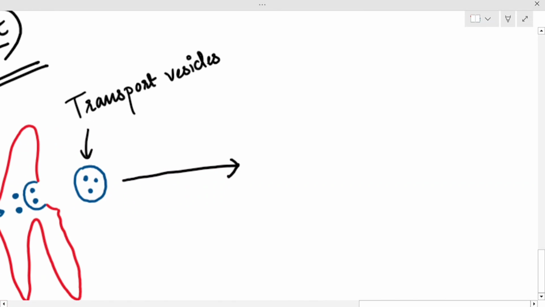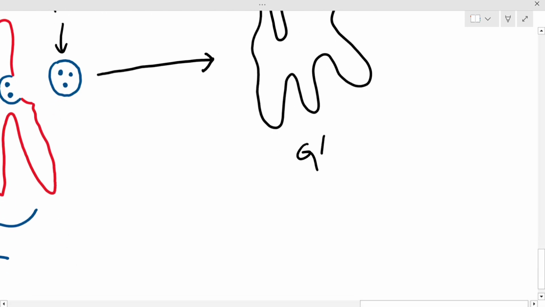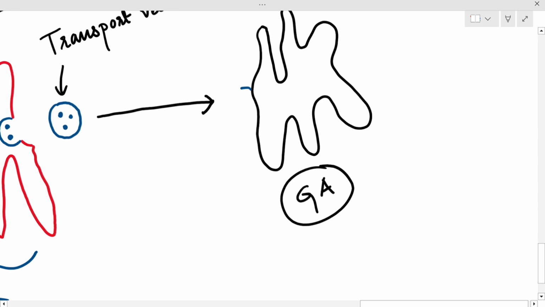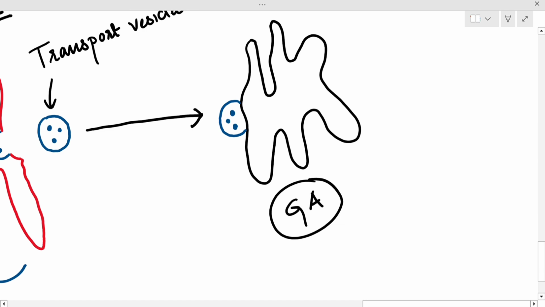Now these transport vesicles will be carried to another cell organelle, the Golgi apparatus. These transport vesicles will fuse with the outer membrane of the Golgi apparatus. The transport vesicles already contain the proteins. When they fuse with the outer membrane of the Golgi apparatus, the proteins enter into the Golgi apparatus.